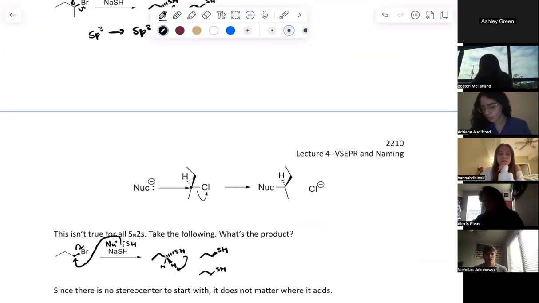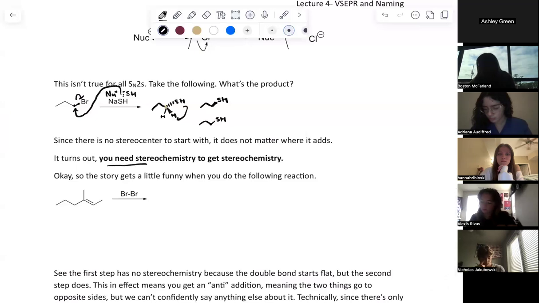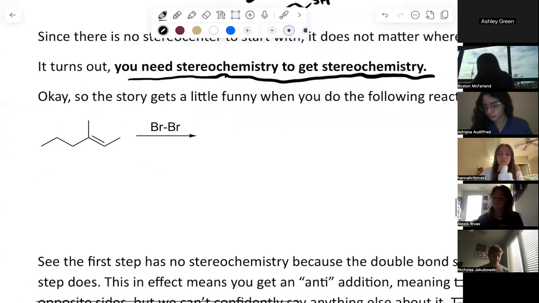Okay. So that's why sometimes it matters and sometimes it doesn't, right? They're both sp3, it's both SN2, but one was a stereocenter and one was not. It turns out you need stereochemistry to get stereochemistry. That's the big takeaway. If you have something that has defined stereochemistry, you will get something that has defined stereochemistry out. Try this reaction, but try to be particular about the stereochemistry.